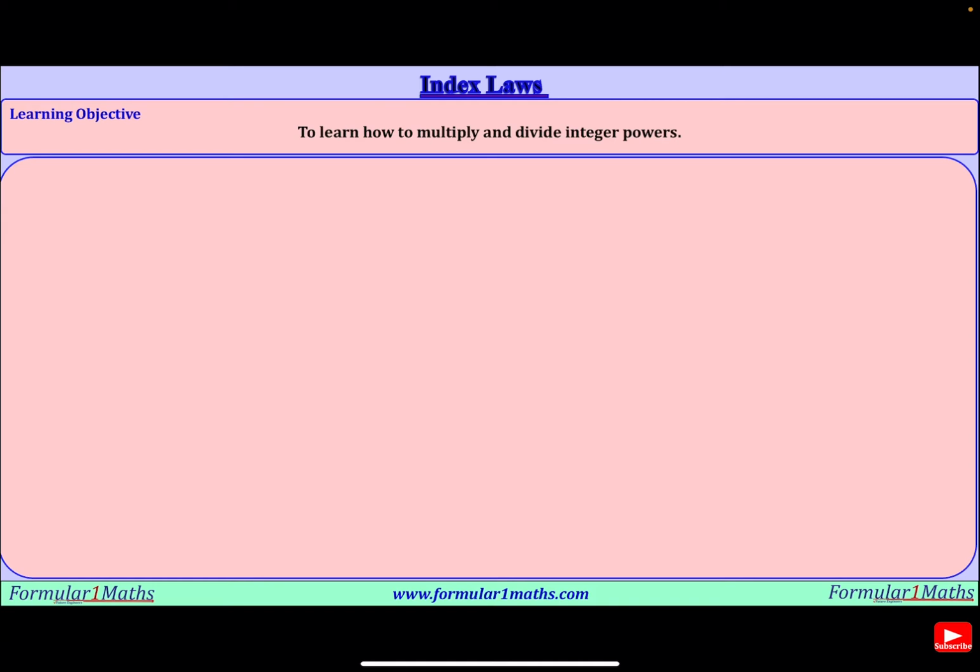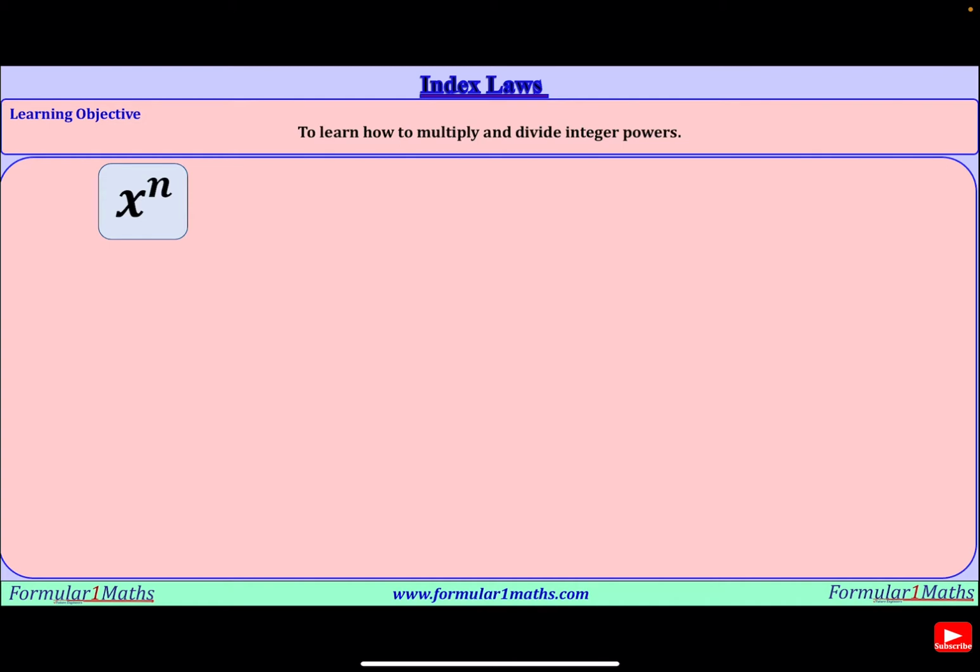This is lesson 1.1 for GCE A-Level Pure Maths Year 1. In this lesson, we are going to learn how to use the laws of indices to simplify powers of the same base. This is an example of a variable raised to a power.